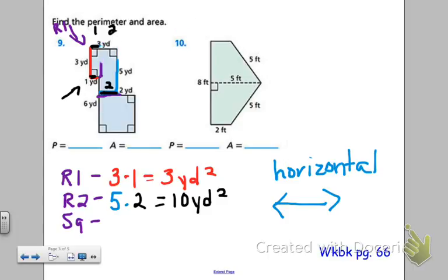I'm just going to erase some of this stuff, make it look a little less complicated. All that's left is the square. And let's see, we need to know what one of the sides is, right? If we know one side, then we know all the sides.